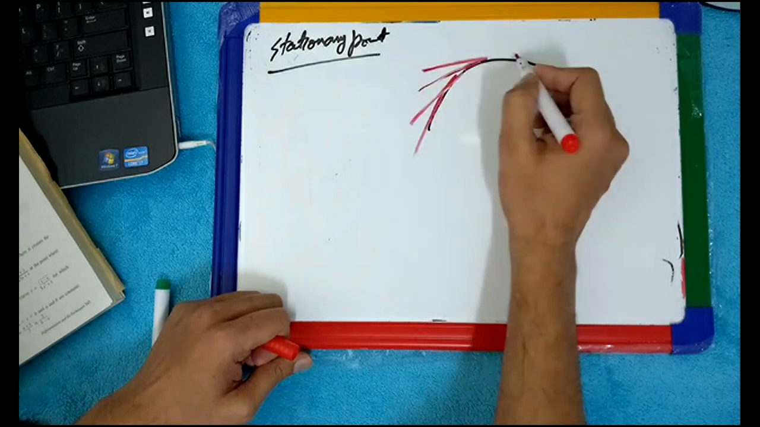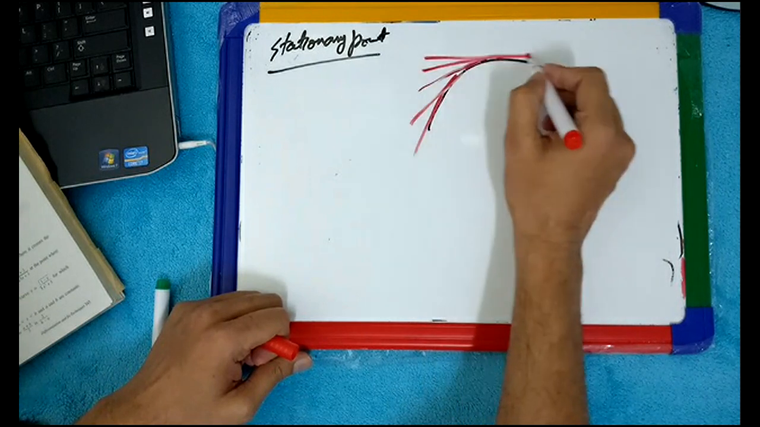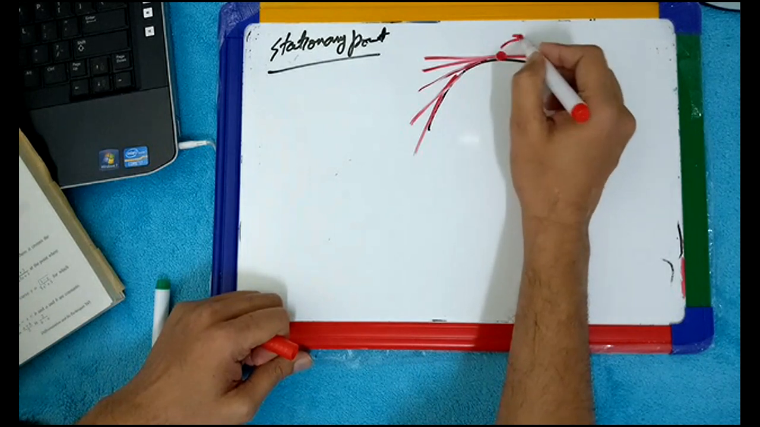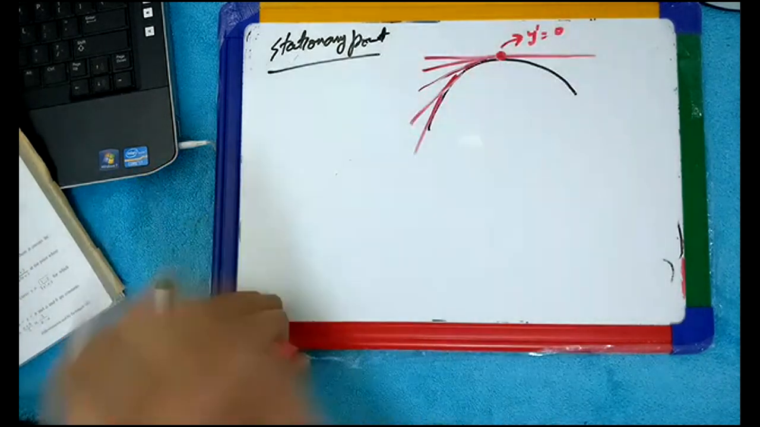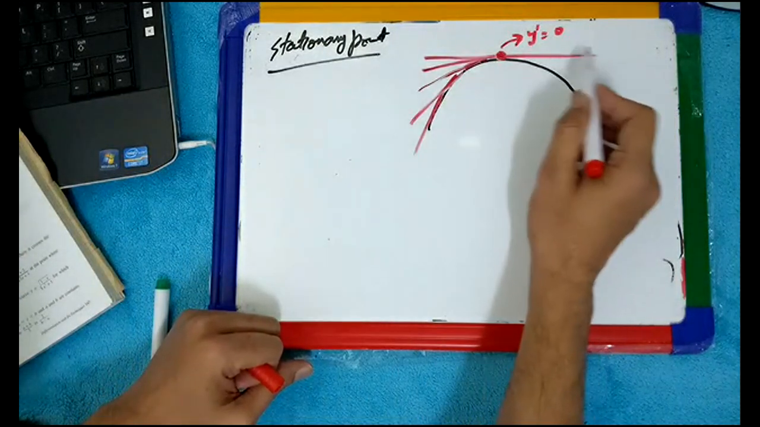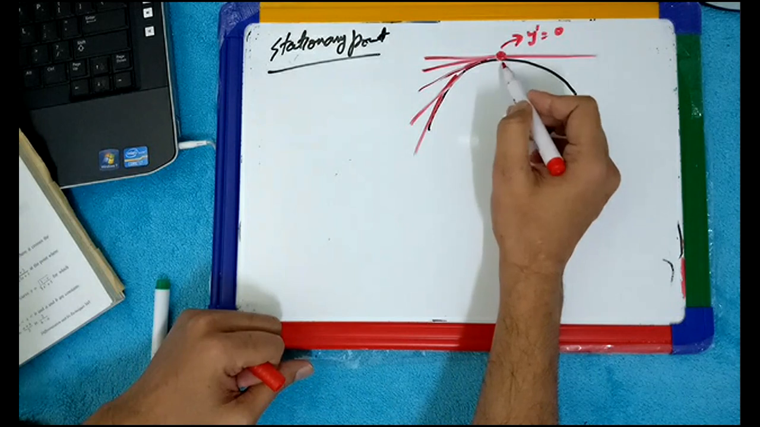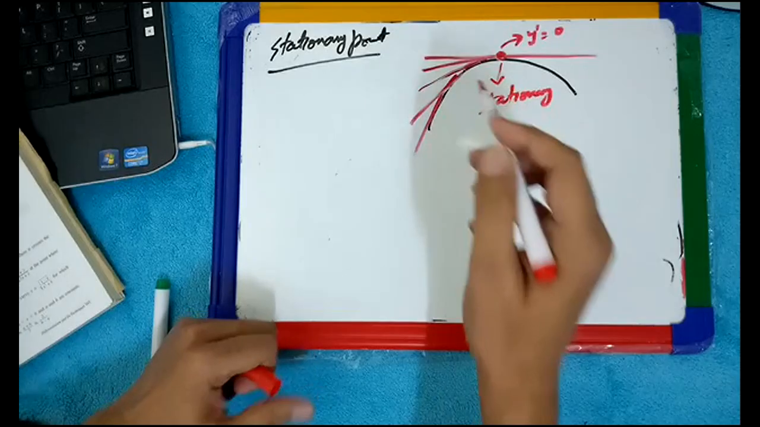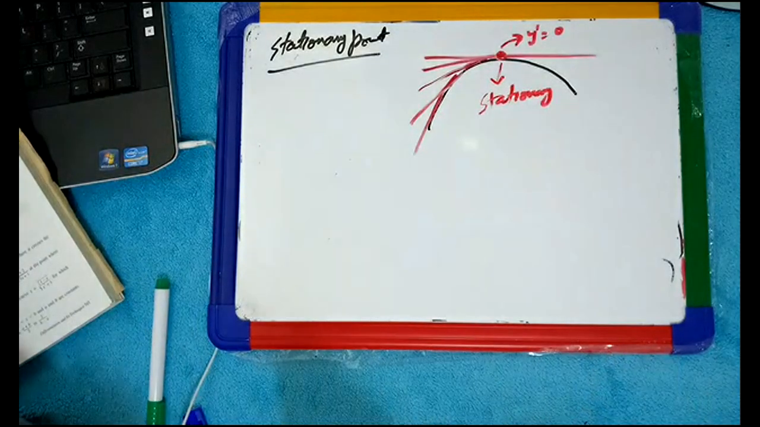But one point will come when the gradient will become horizontal. This is the point where the gradient is zero, parallel to the x-axis. This line is parallel to the x-axis. That's why the gradient is zero. When the gradient is zero, this is called a stationary point. Stationary means the gradient becomes zero, or the changes become finished.